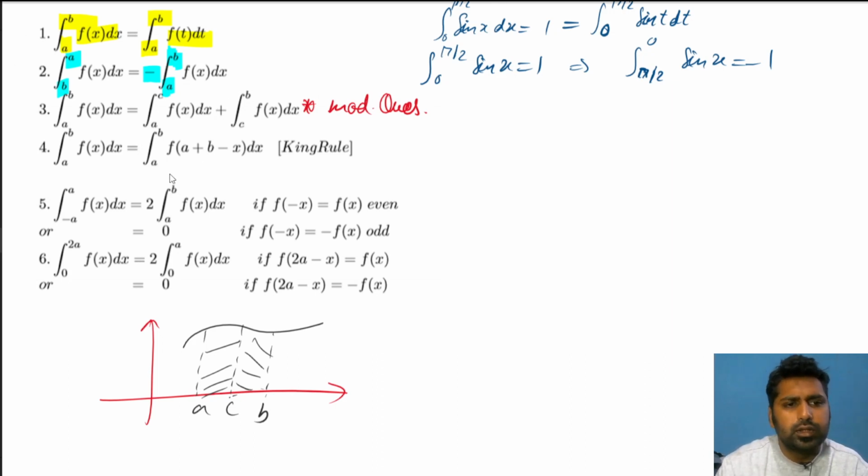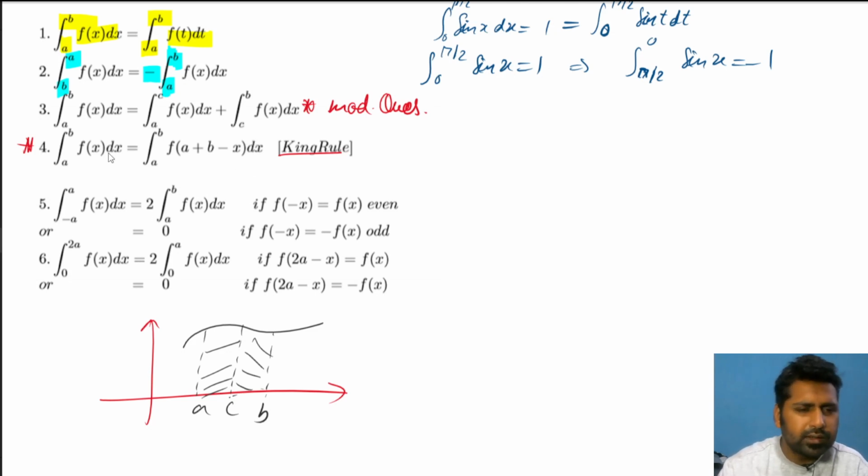Okay, next, the king rule. As such, it's not called king rule. I'm saying it's a king rule because the majority of questions are done using this property. If you cannot find anything, just try this property. Usually something will happen out of this.